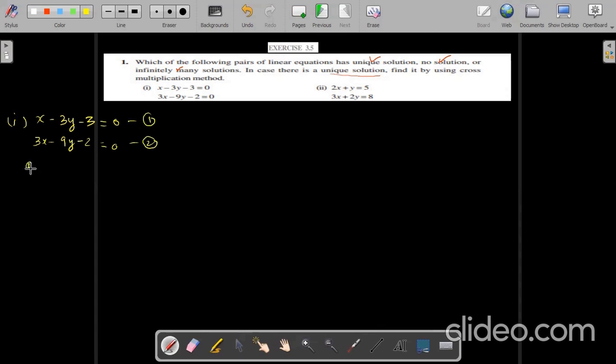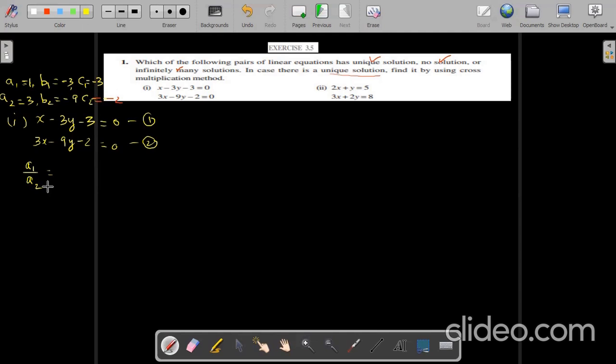So first check a1 upon a2. What is the value of a1 upon a2? Here you can write a1, b1, c1. a1 is 1, b1 is minus 3 and c1 is also minus 3. a2 is equal to 3, b2 is equal to minus 9 and c2 is equal to minus 2.